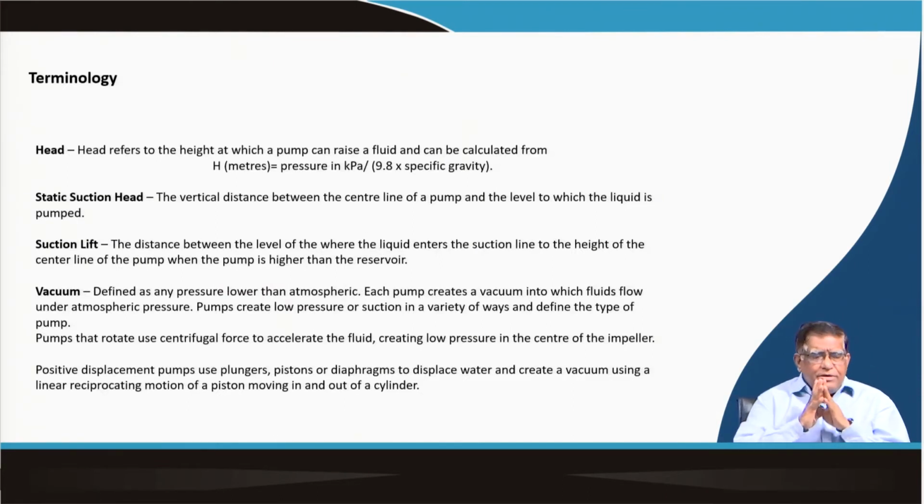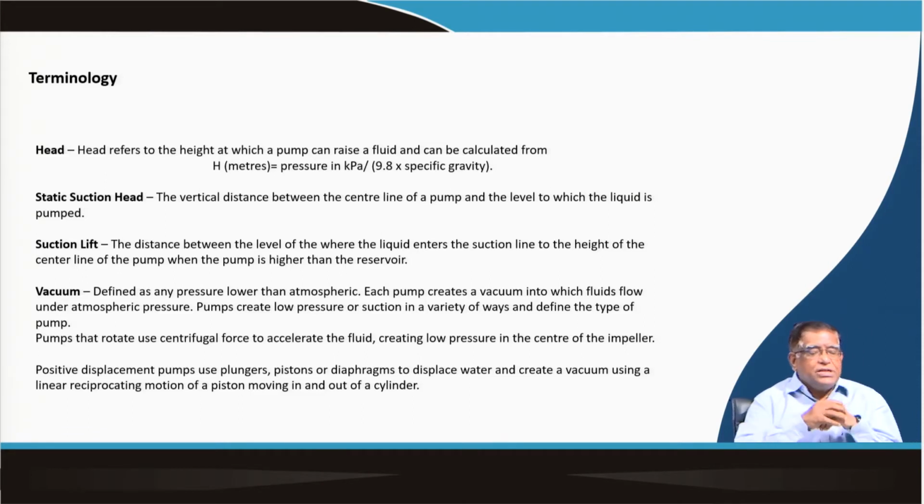In pumping operations you should know a few terminologies. What we say as head means the height at which the pump can raise a fluid, and it can be calculated from the equation: pressure divided by 9.8, that is acceleration due to gravity, divided by specific gravity. That is how we determine the head when a pump will be pumping fluids of different density or different specific gravity.